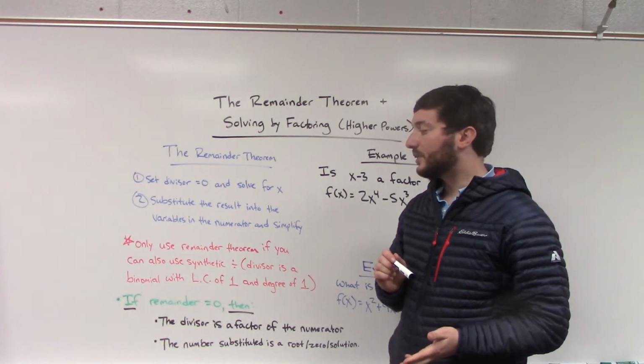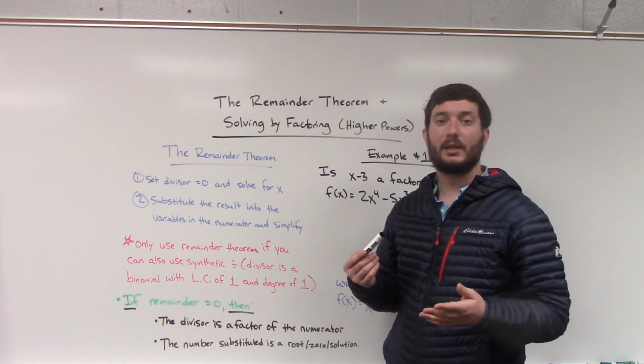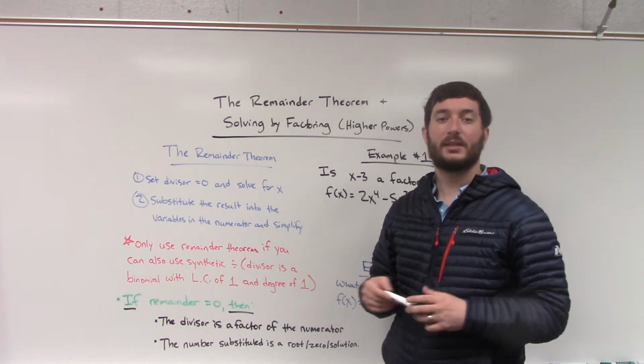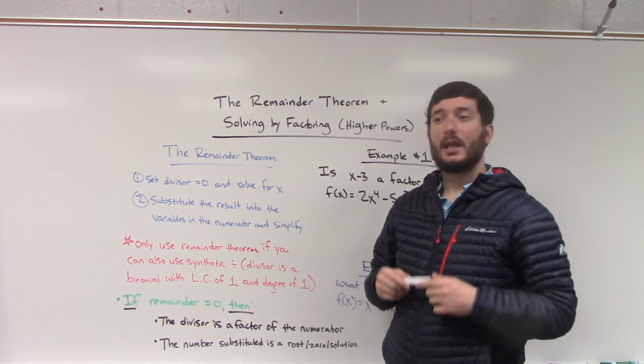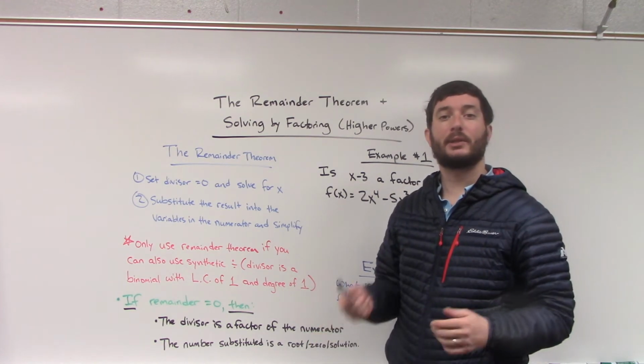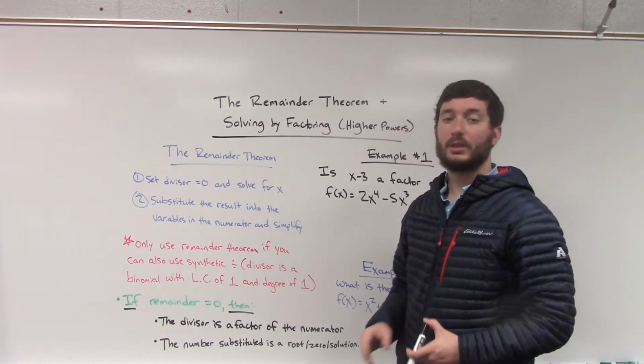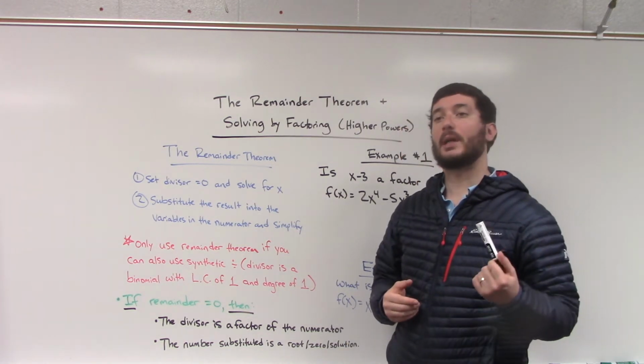And the other thing is that as we're using the remainder theorem, we're going to be substituting a number into our numerator or our dividend, the thing that we're dividing from. And if that number turns everything into 0, then the remainder is 0, and that number that we plug in will turn out to be a root, 0, or solution to our problem.